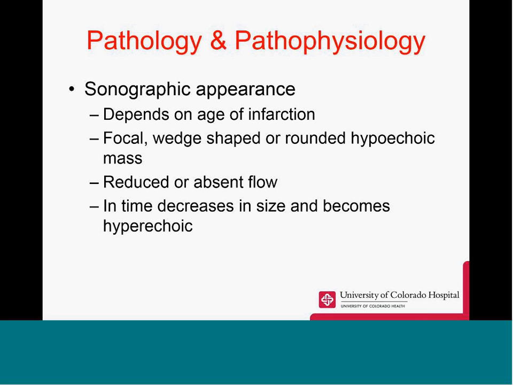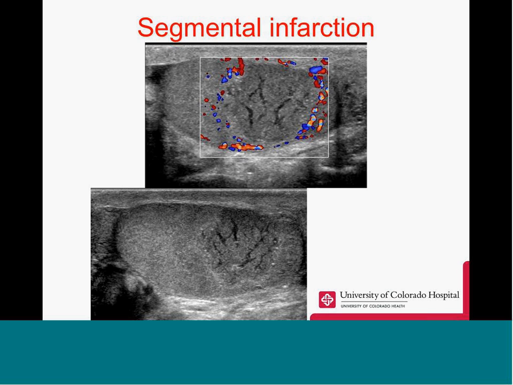You are going to see a focal wedge-shaped or rounded hypoechoic mass within the testis with reduced or absent blood flow. Here we can see how it could be misconstrued as an intratesticular neoplasm, heterogeneous, but you see that round wedge-shaped appearance with no color Doppler flow.